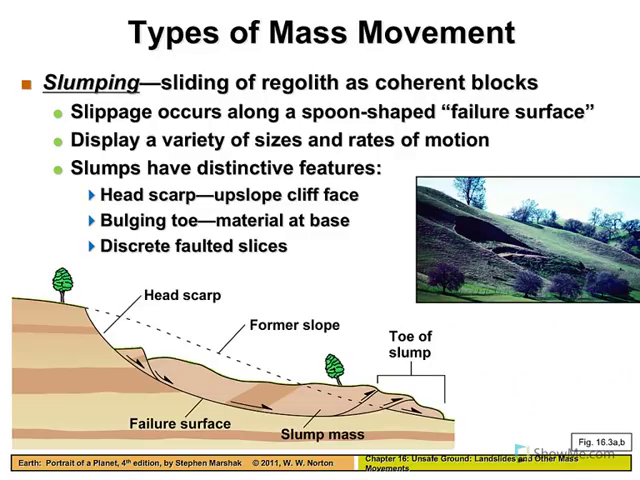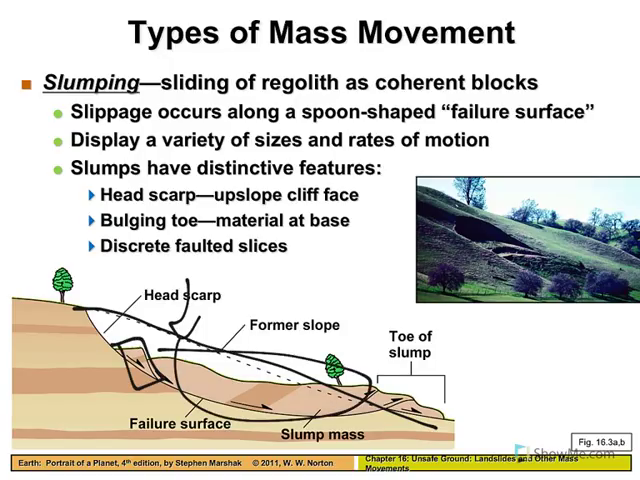Then we have slumping, which is a little bit faster. It takes a while for slumping to occur, but when it happens, it's faster than the ones we've seen previously. Slumping occurs when the side of a hill basically becomes unstable, and it falls apart in these big blocks. So here you can see we had a hill like this, and this material inside became unstable, and it started to fall down, but it falls in these big coherent blocks, as you can see. This part down here is what we call the toe of the slump, and right here where it broke off is what we call the head scarp.